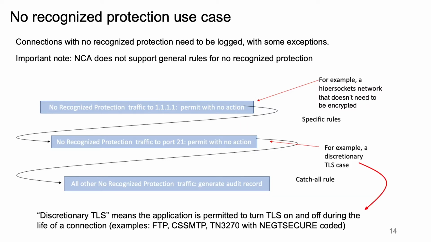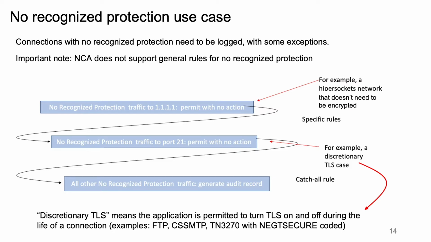Another example of a use case in which clear text might be acceptable is a case we call discretionary TLS. Discretionary TLS simply means that the application is permitted to turn TLS on and off during the life of the connection. The most common example of this is FTP, which generally starts in the clear and then uses control commands to begin a TLS session. Then the client may decide to turn off TLS because it is no longer required. CS-SMTP, Connect Direct, and TN3270 with negotiated security coded are additional examples of applications with this behavior.